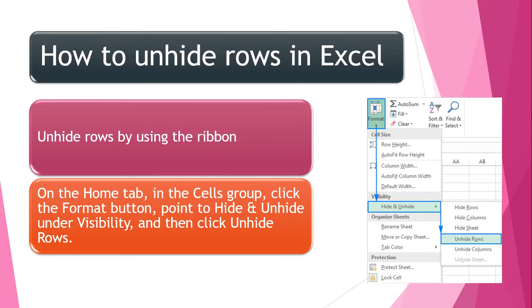How to unhide rows in Excel. Unhide rows by using the ribbon. On the Home tab in the Cells group, click the Format button, point to Hide and Unhide under Visibility and then click Unhide Rows. As you can see in this figure, in the Home tab we have to click on the Format button. In Format, Visibility. In Visibility we have to click Hide and Unhide and then click Unhide Rows to unhide the selected rows.